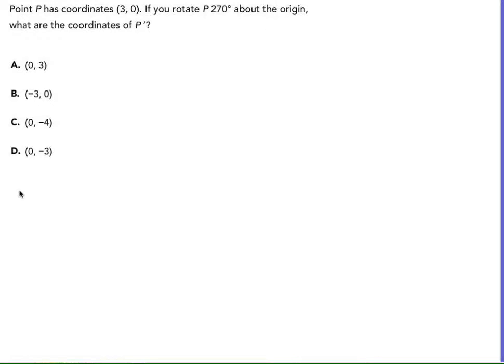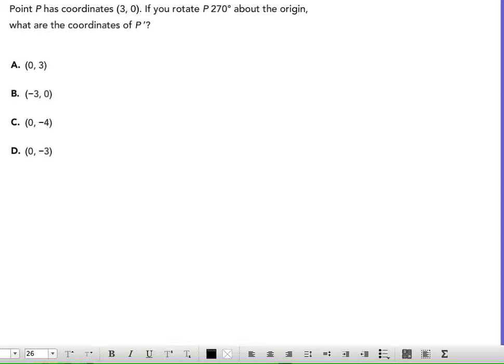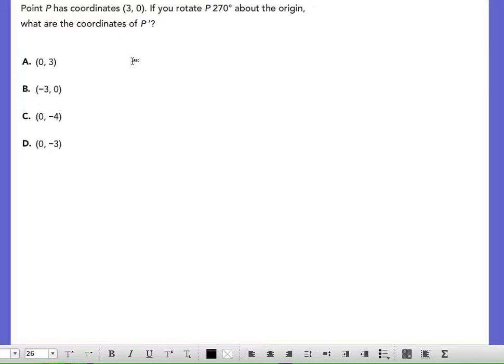Point P has coordinates 3, 0. If you rotate P 270 degrees about the origin, what are the coordinates of P prime? Remember the rule that we discovered earlier. We will take our X and our Y and they will switch places.